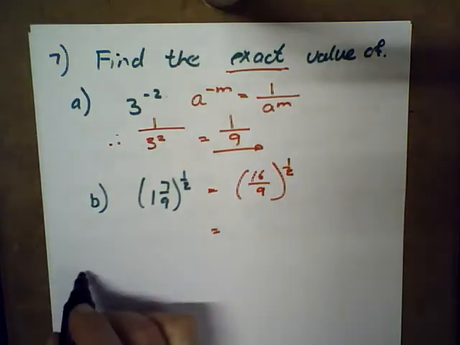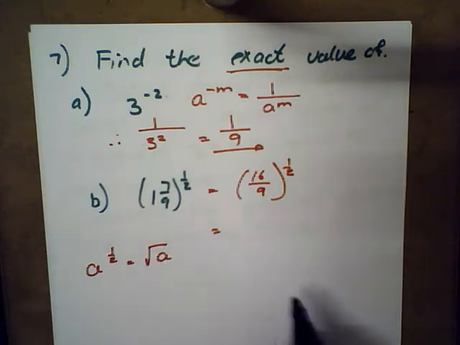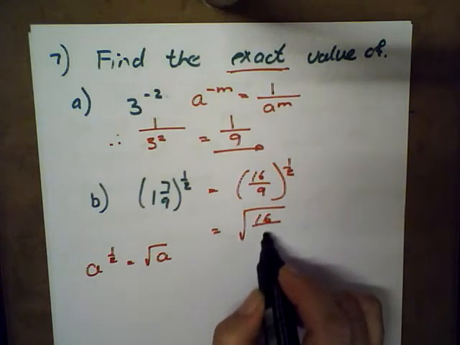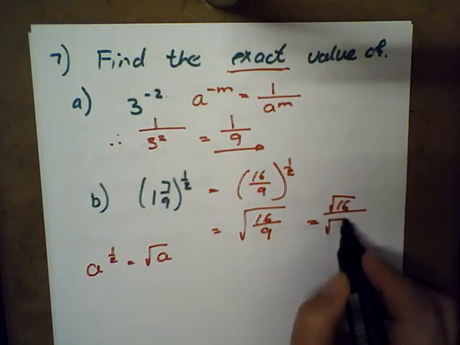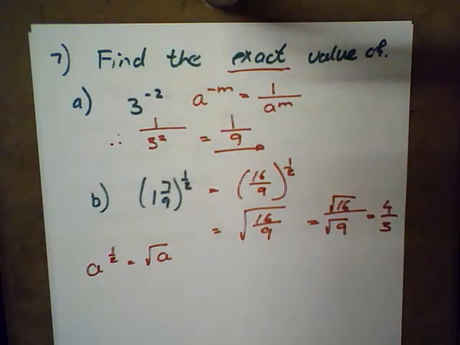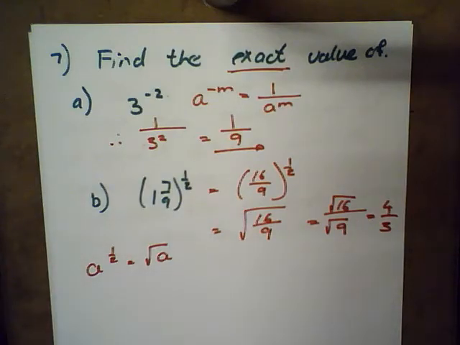I know that if I have a to the half power, that would be the square root of a. Therefore, I can say it is the square root of 16 over 9. That's the same thing as the square root of 16 over the square root of 9. That is the same thing as 4 over 3. Now, you may use your calculator. I'm just showing how it works so that you know what to do.